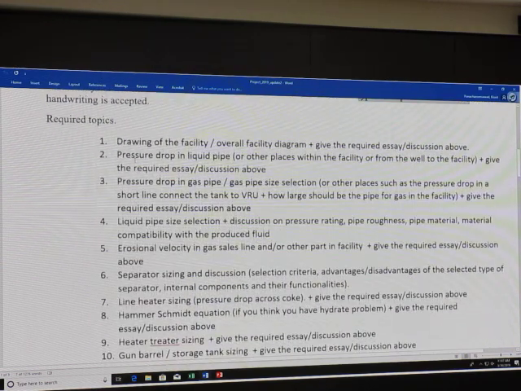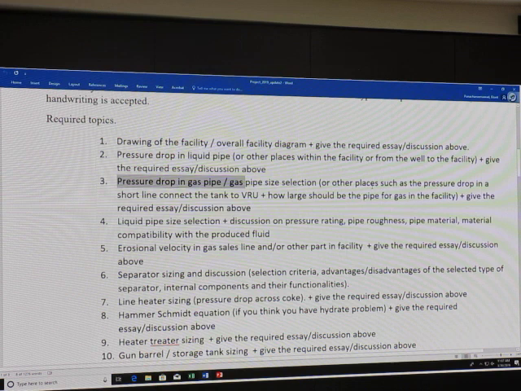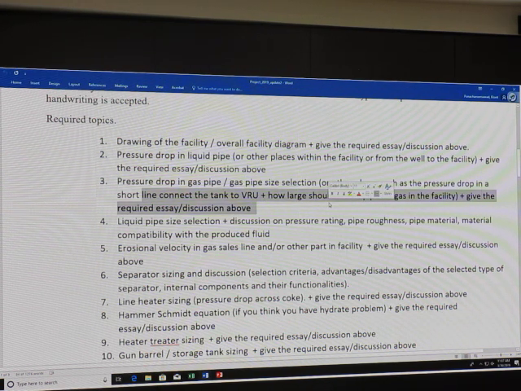Okay, required topic. Draw the facility diagram. Give the required essay. Pressure drop in a pipe. Pressure drop in gas pipeline. VRU. A pressure drop in a short line that connects from the VRU to something, so you have a pipe in your facility that has gas. It may have some pressure drop. How much is that? It's not much, but how much? You may calculate that. That is counted too.